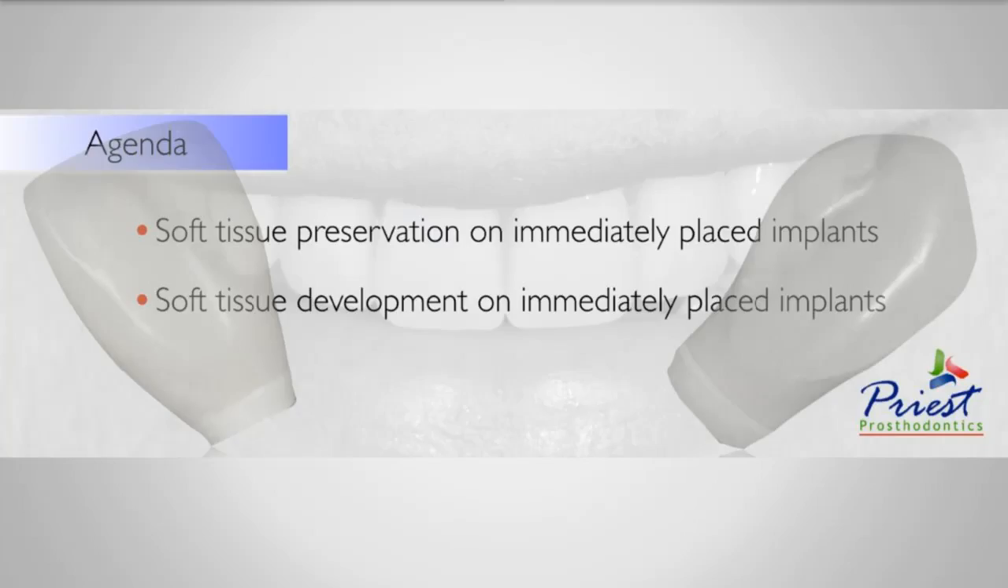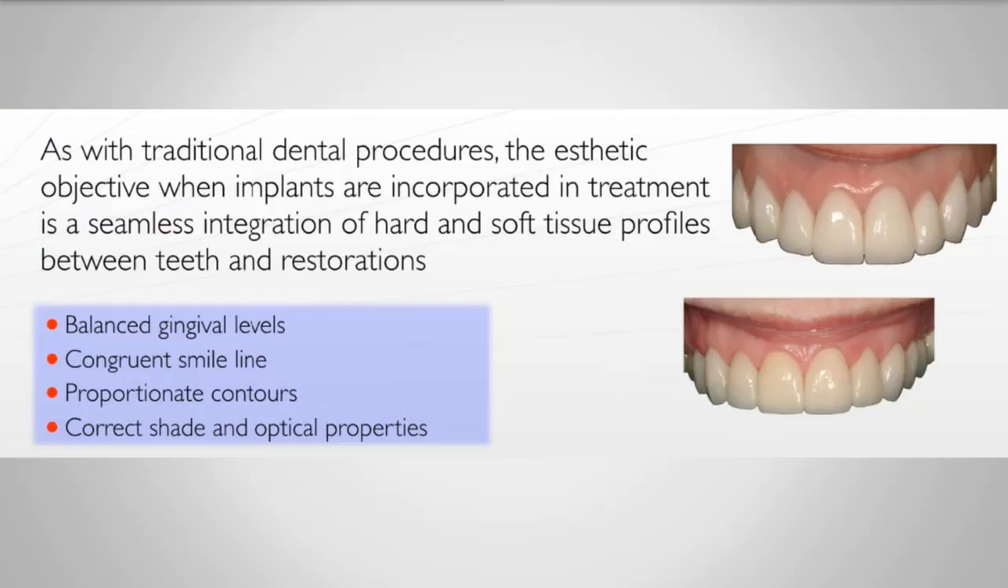We're going to look at two aspects of immediately placed implants and provisionalization. First of all, with the first example, soft tissue preservation on immediately placed implants, and secondly, soft tissue development, because I'd like to make a distinction between those two aspects of provisionalization. So we'll start with soft tissue preservation.